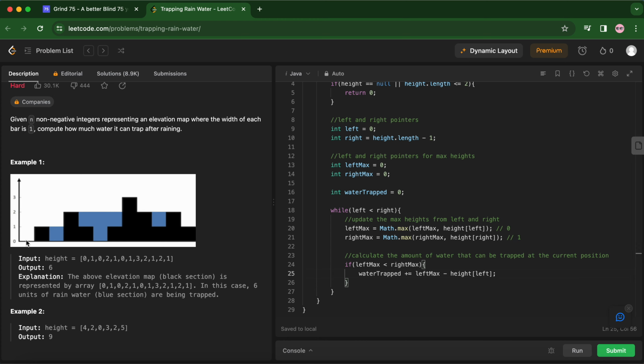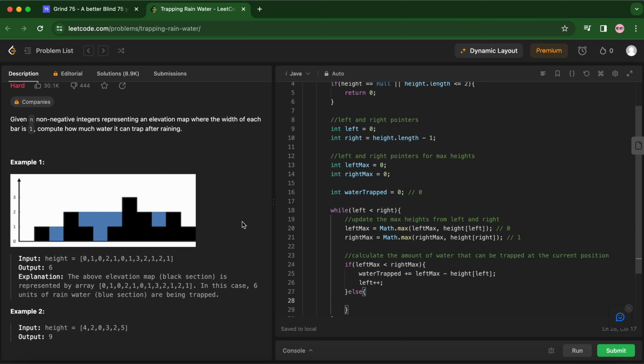In this case, leftMax is 0, it is smaller than rightMax. Water trapped originally was 0, so 0 plus leftMax, that is 0, minus height of left, that is 0 as well. So 0 minus 0, 0. So overall water trapped is 0 as of now. But since we have already considered this side, we'll move the left pointer. So we can say left plus plus.